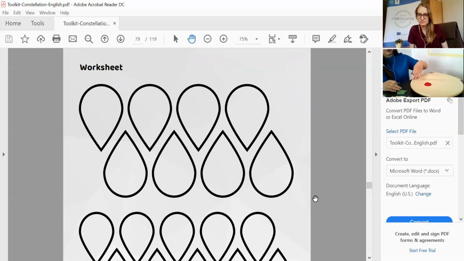I will use this so it is easier to turn it around for me. And then they simply put all of these papers with names or functions of family members into, they glue it on the paper, or they draw it if you're not using the worksheet. So it can be done in a different way.